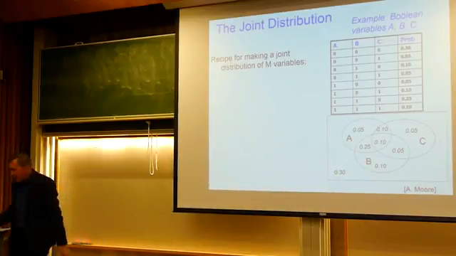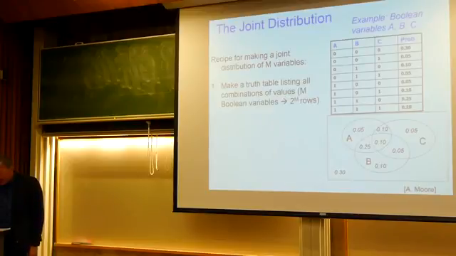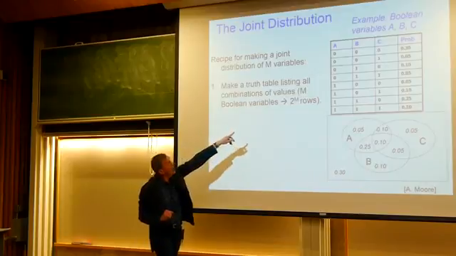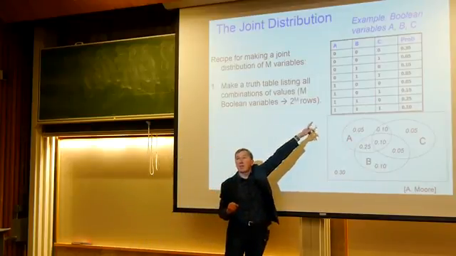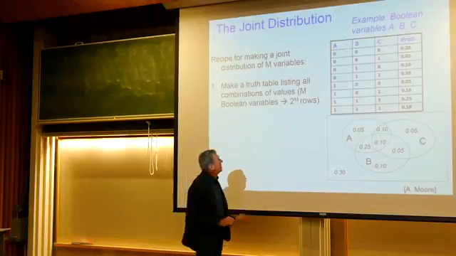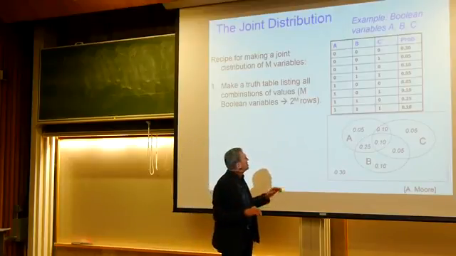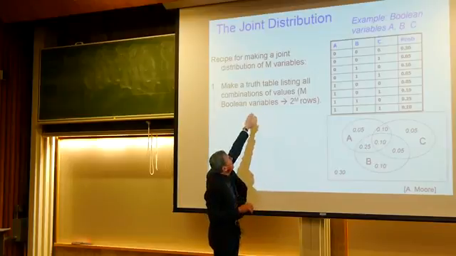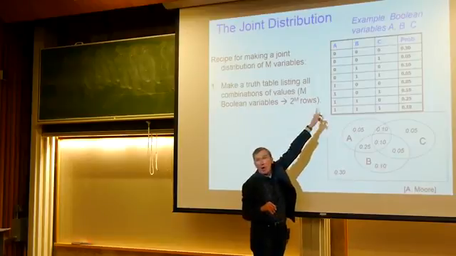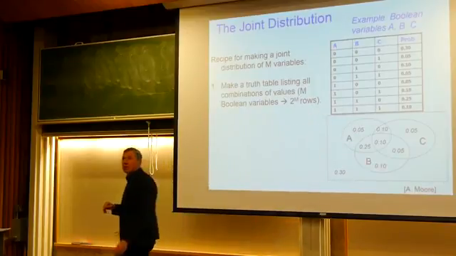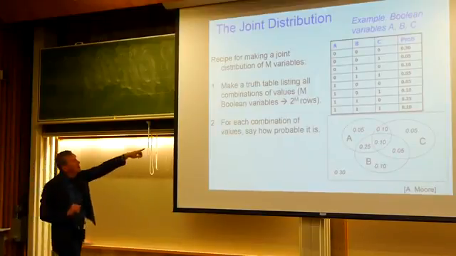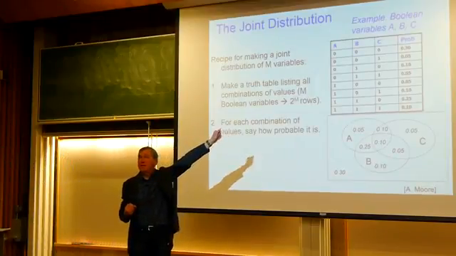So if you want to make a joint distribution, it's very straightforward. The first step is you make a truth table listing all the combinations of values of your variables. I'm assuming here we have discrete valued variables. Later we'll talk about continuous variables. But for example, if we have m different Boolean variables, then I'll have 2 to the m rows. So here we have 2 to the 3rd rows for the 3 variables. And then for each combination, I simply have to say how probable it is.